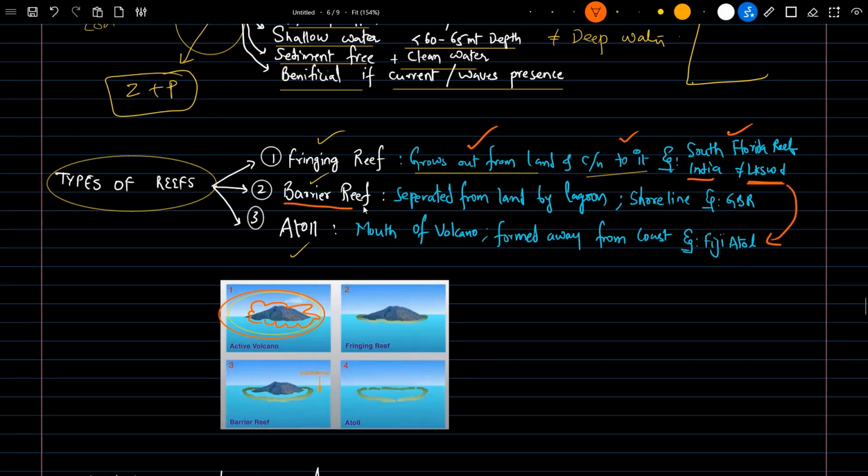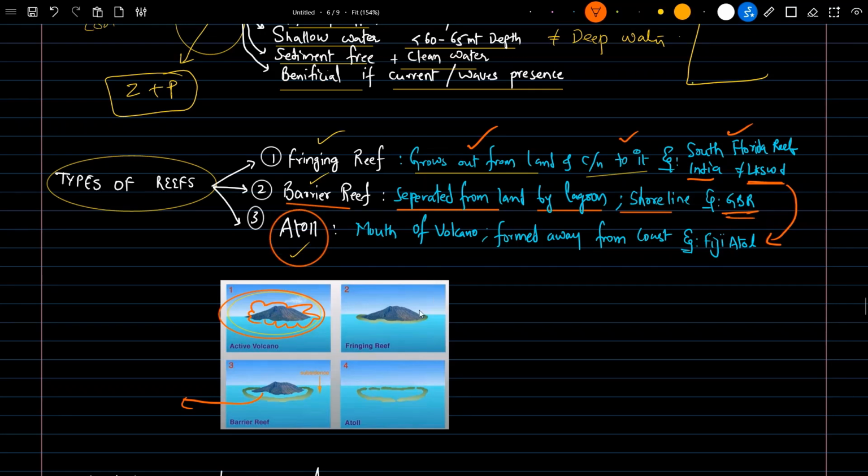Next type of reef is the barrier reef. It is basically separated from the land by a lagoon. So it is basically around the shoreline. See, there is a lagoon which is separating this barrier reef from the land. The popular example is the Great Barrier Reef. Next, the third type is atoll.